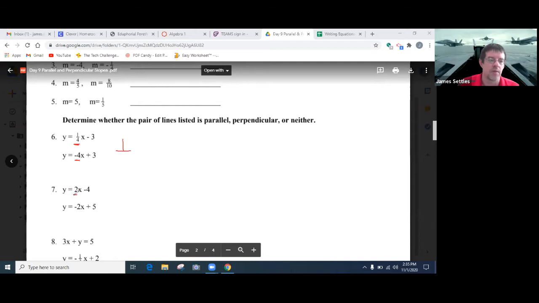Okay, so we got 2 and -2. Well, it's definitely not parallel because they're not the exact same. Are they perpendicular? Well, the signs are different, so that's good. That's one thing. Did they flip the fraction? No, they're using the exact same number, so they didn't flip anything. So this would be neither.